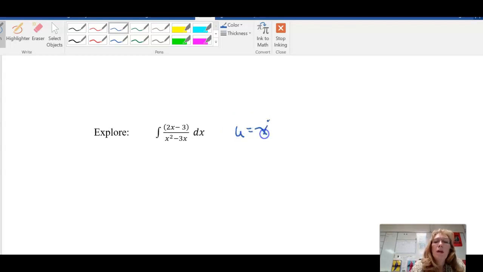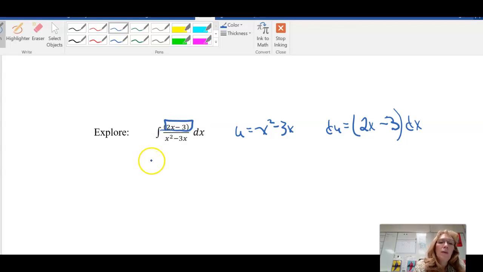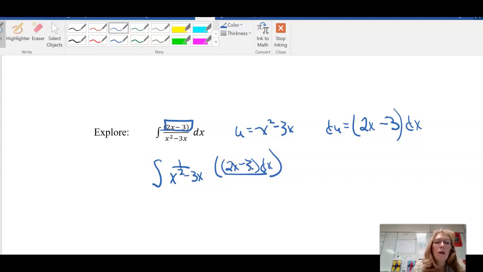So your u is x squared minus 3x. Your du is 2x minus 3 dx. All right, and it matches exact, so life is good. So currently you've got 1 over x squared minus 3x. My derivative back here is 2x minus 3 dx, and this matches exact, so I'm ready to go.